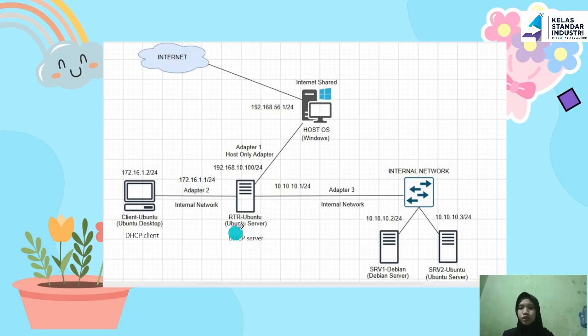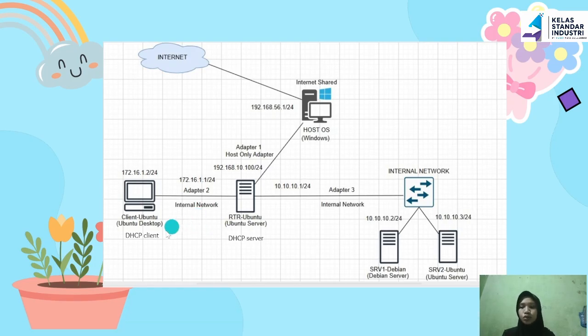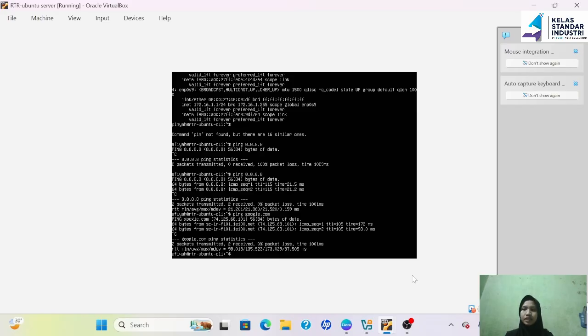This Ubuntu RTR connects to this virtual machine on the edge router. Next, we'll have this Ubuntu RTR automatically assign an IP address to the Ubuntu desktop. So the Ubuntu RTR acts as the DHCP server and the Ubuntu client acts as the DHCP client. The first job is to automatically obtain an IP address from the server. Let's move on to the second topic.